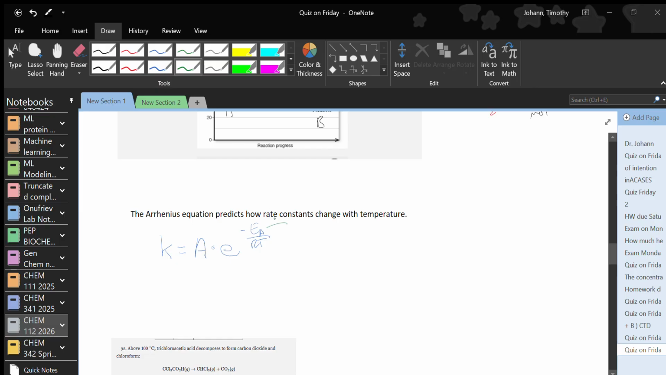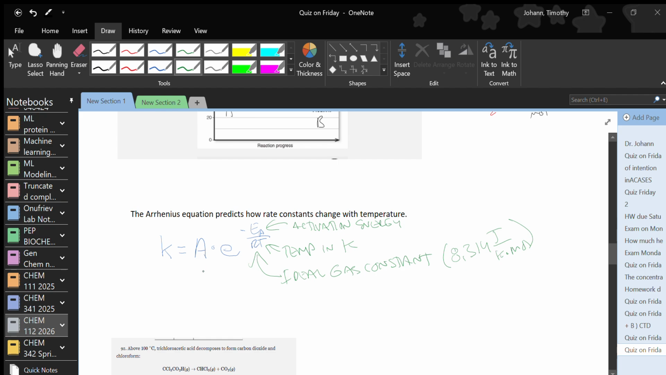So let's label what these things are. This is your activation energy. This is our temperature in Kelvin. This is our ideal gas constant. And for this, we're going to want our units to come out in joules. So we're going to want the energy version: 8.314 joules per Kelvin mole.